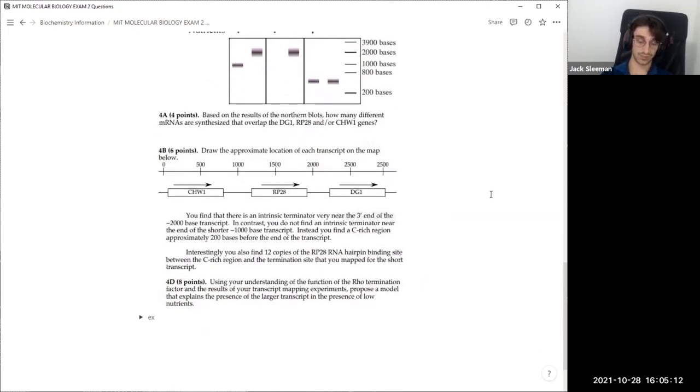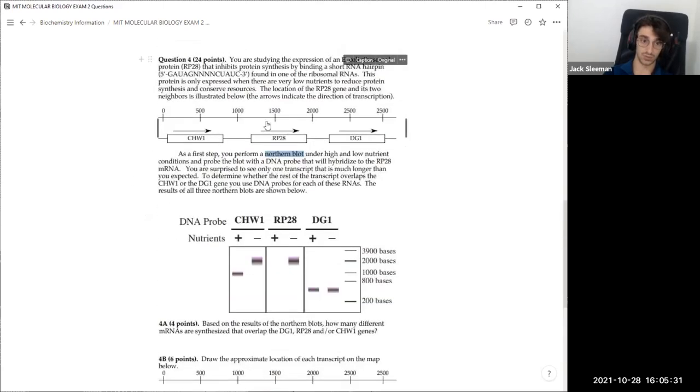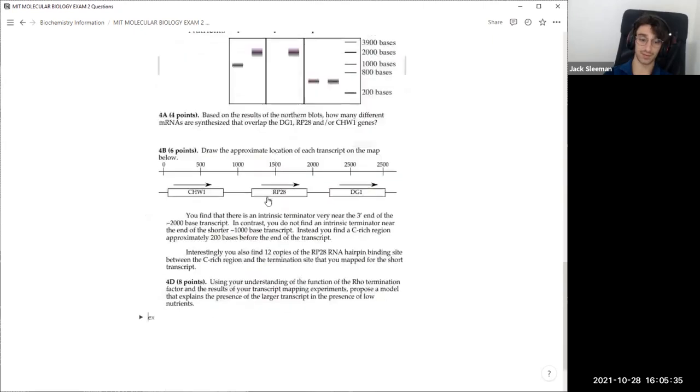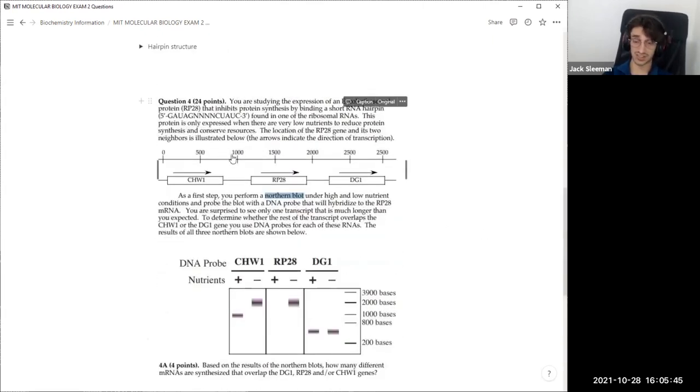Here's this interesting question that I talked about, rho-dependent helices, and those 2. I reminded you all of that for this question because I thought it was cool. You find that there's an intrinsic terminator very near the 3' end of the 2000 base transcript. So over this area, the transcript is going to have an intrinsic terminator, which is that hairpin. In contrast, you don't find that near the end of the 1000 base one, which is pretty interesting. Around this area, you do not.